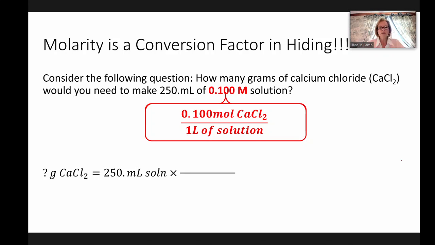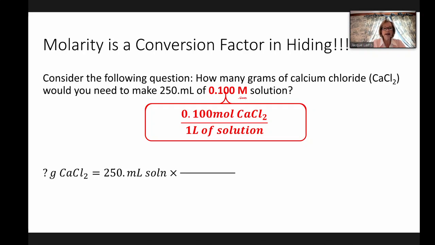Please note that molarity, or this capital M, is a conversion factor in hiding. And I say that because you're going to use M. It's much easier and quicker to write M than it is to write moles of solute per liter of solution. But you should always remember that that's exactly what that means.